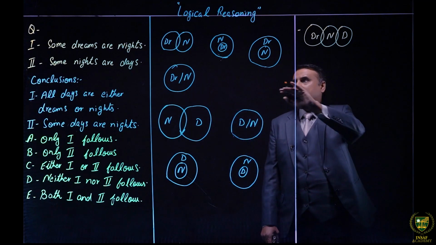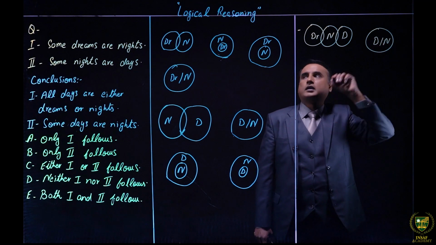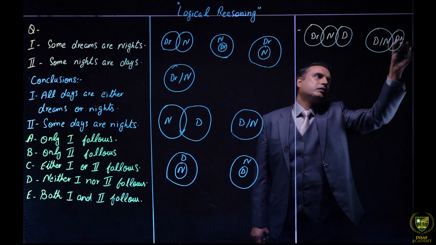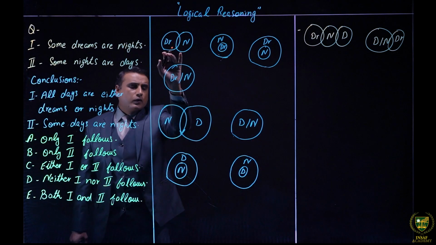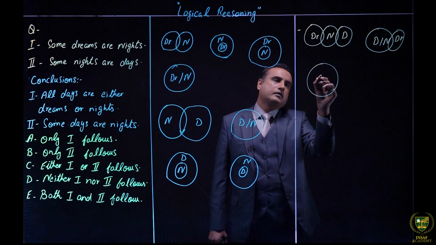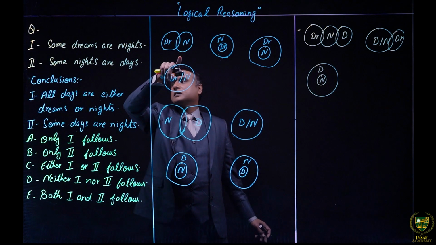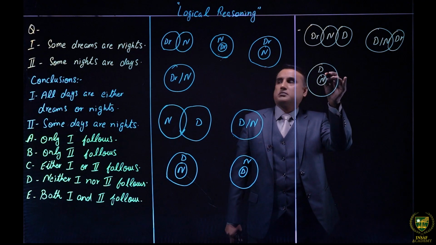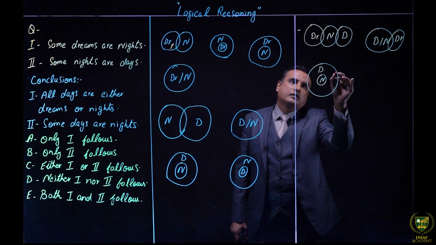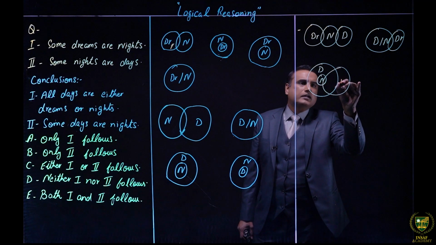Then I'm combining this, that is day and night, but some part of the nights must be dreams. So I combined this as well. Now let's combine these two shapes. Here I had night and I had day, but some nights are actually days. So some dreams are nights, we need to actually figure it out. It will be n. These are actually dreams.